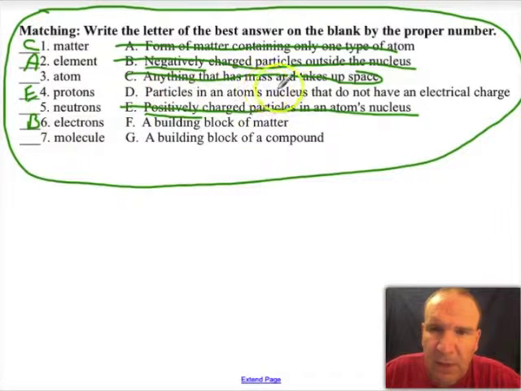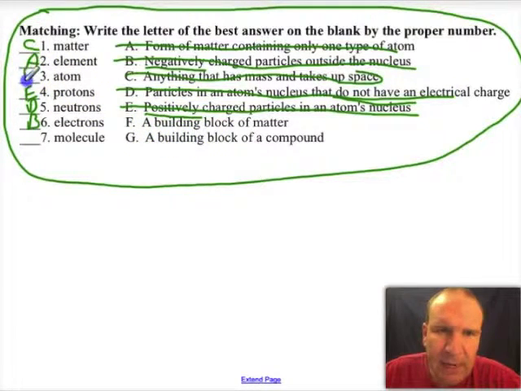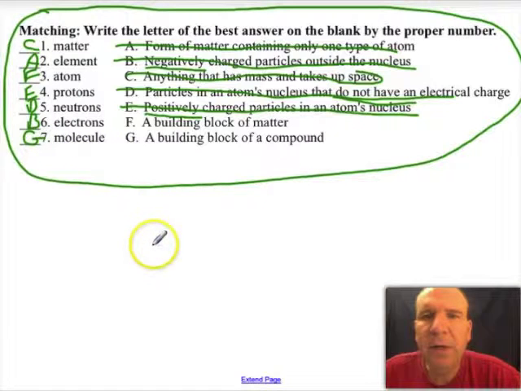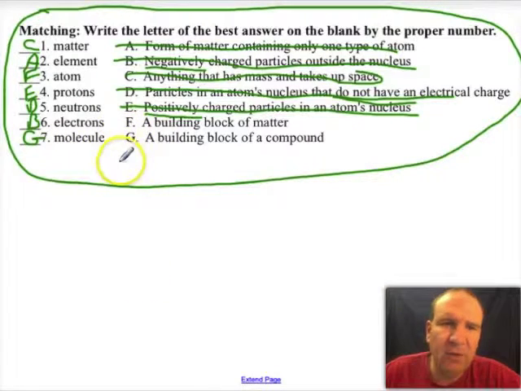So particles in an atom's nucleus that do not have an electrical charge, I know that right away, is my neutrons. So now I have these two. A building block of matter, I know is going to be my atom. And a building block of a compound is going to be my molecule. So when you're working on these, I would suggest you cross stuff off, do the ones you know first, and maybe even go to the rest of the test and then come back later.